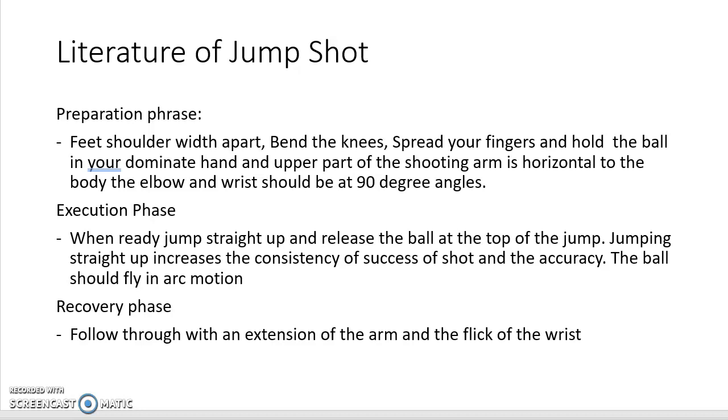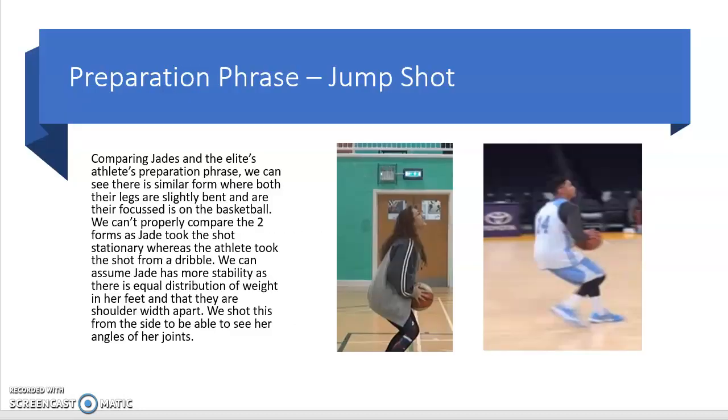With the execution phase, when ready, jump straight up and release the ball at the top. Jumping straight up increases the consistency of successive shots and accuracy. The ball should fly in an arced motion, so it should land in the net. If it's too low, then it won't go in the net. With the recovery phase, you must follow through with the extension of the arm and a flick of the wrist.